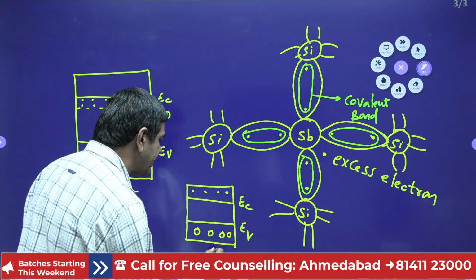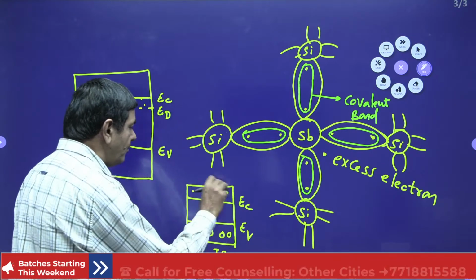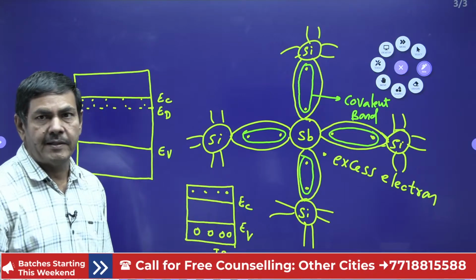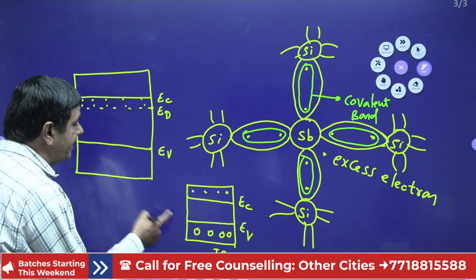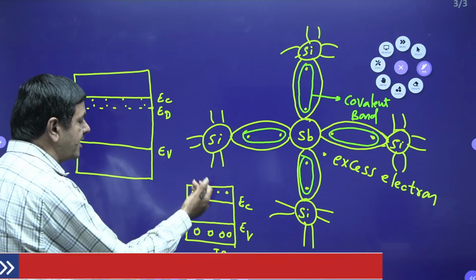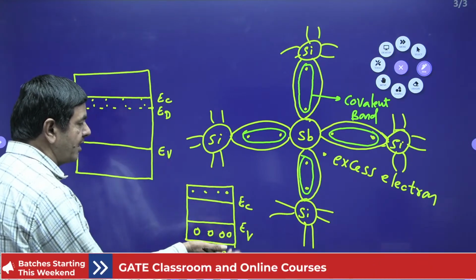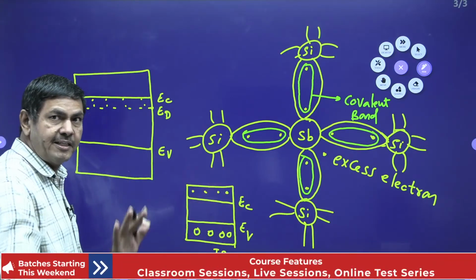This is the intrinsic semiconductor. The energy band diagram, you know very well. But here we cannot say electrons are more compared to holes, not allowed. Holes are more compared to electrons, I cannot say. Both are equal only now.